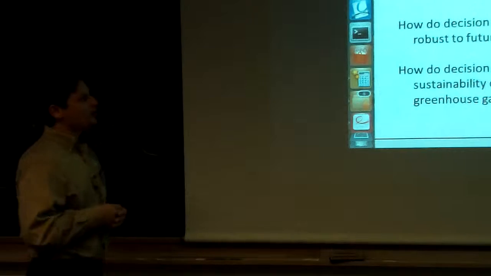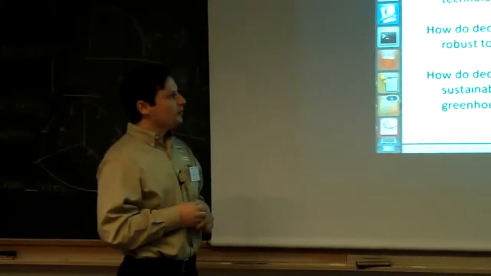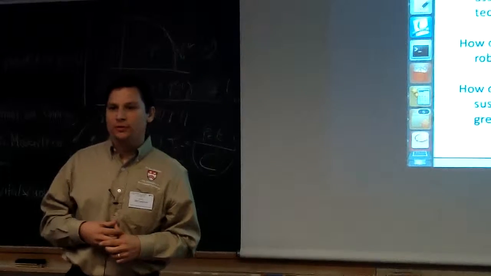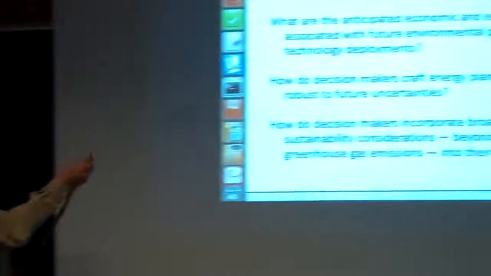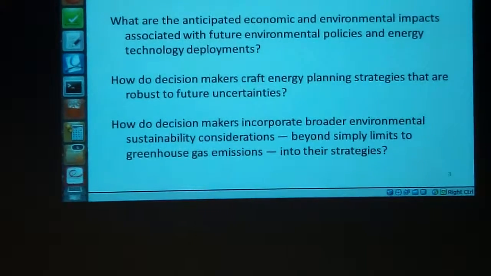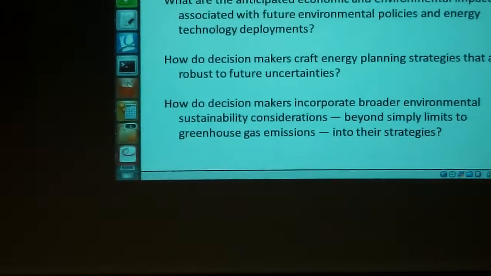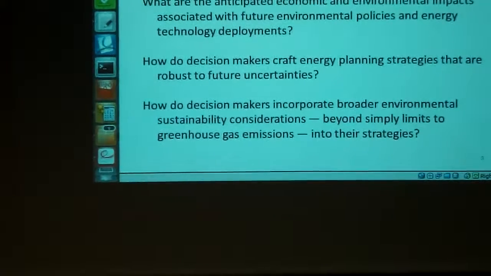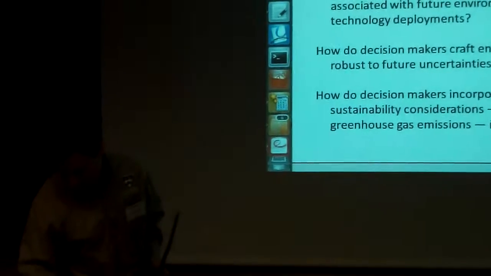How does the world balance the cost of greenhouse gas mitigation in the near term versus the long term? What are the anticipated economic and environmental impacts associated with future environmental policies? How does that result in different energy technology deployment? This one is, I think, pretty important: how do we inform decision makers and allow them to craft policies that are robust to future uncertainty? And we have very large irreducible uncertainties to contend with. And finally, how do we also help inform decision makers so that they can take account of broader sustainability considerations beyond simply limiting greenhouse gas emissions?